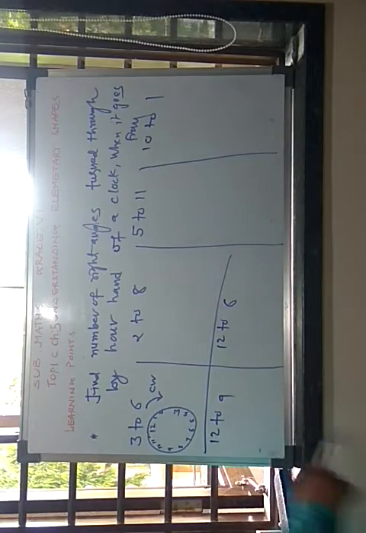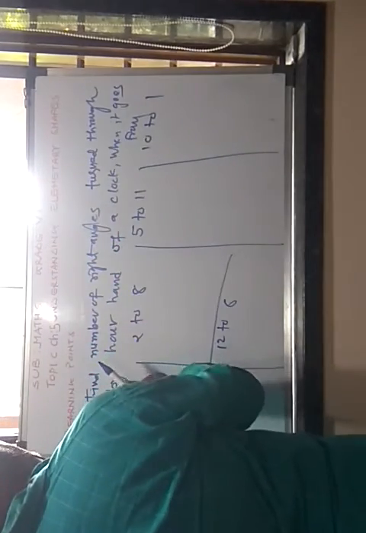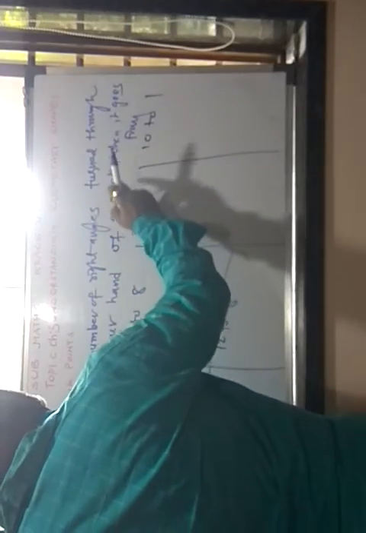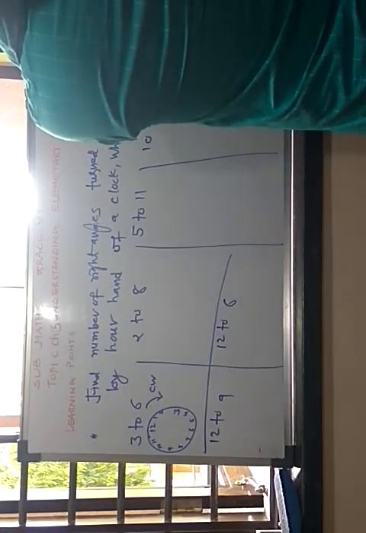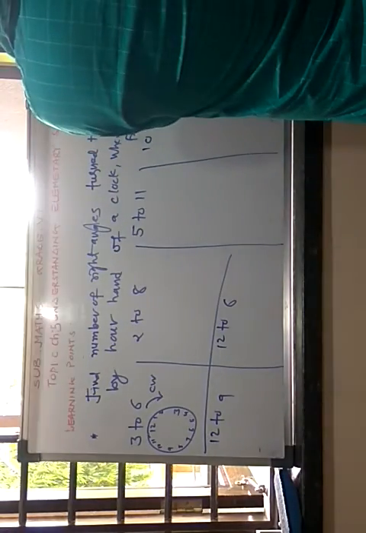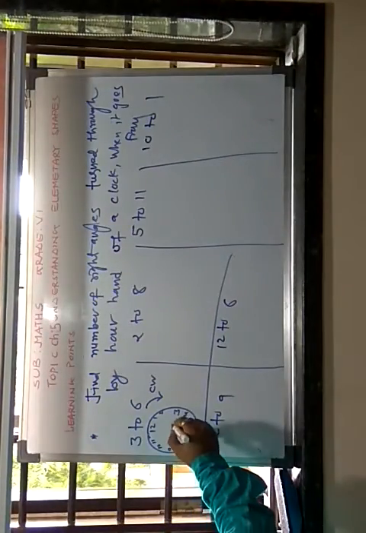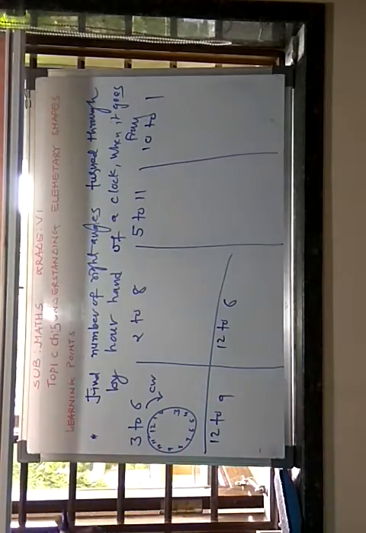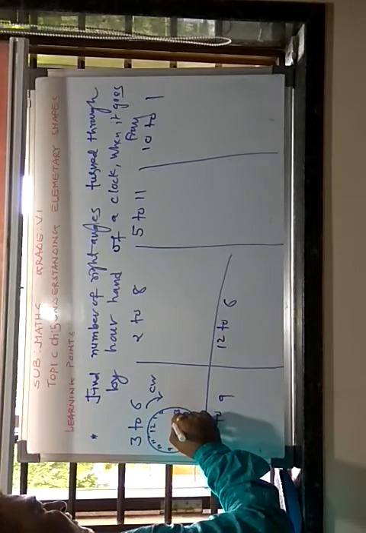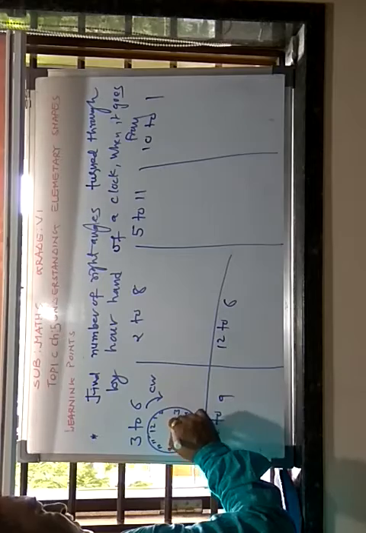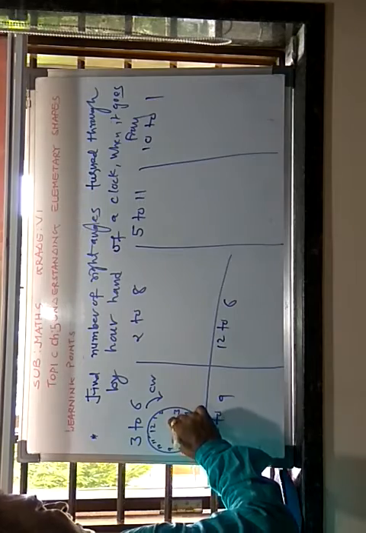Okay students, here find the number of right angles turned through by the hand of a clock when it goes from 3 to 6. The clock always moves in clockwise direction. That is 3 to 6, the hour hand. It starts from here. 3 to 6. It covers how many right angles? One.